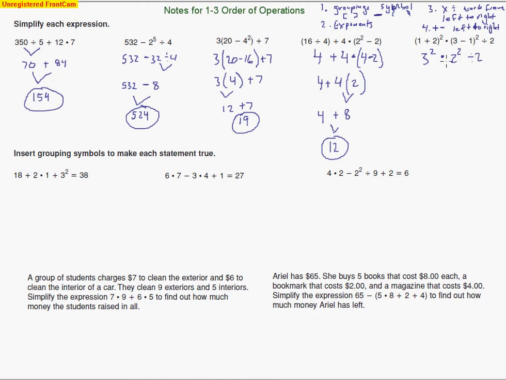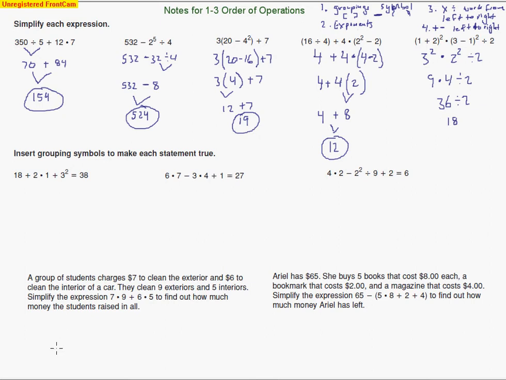So we have to do the work of the exponents first. So 9 times 4 divided by 2. Now we work from left to right. If we don't do that, we'll get a different answer. And so 9 times 4 makes 36 divided by 2, and that gives me the 18.